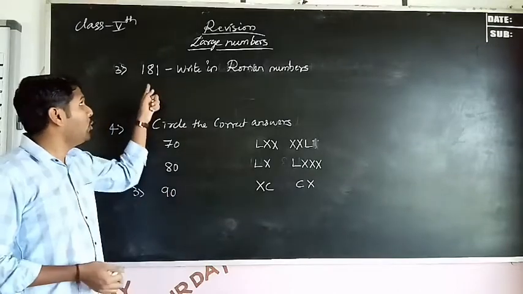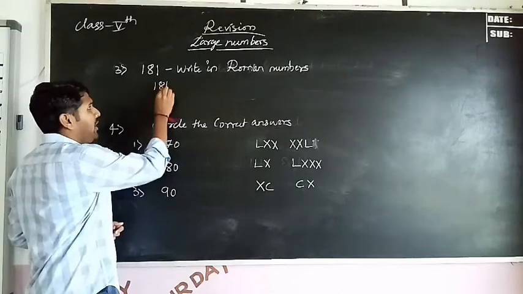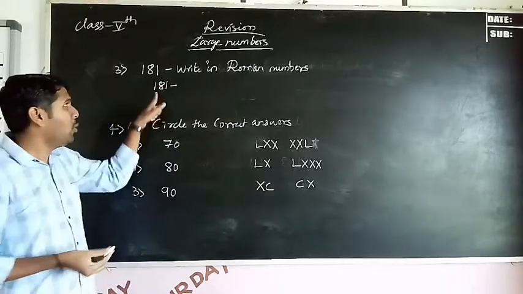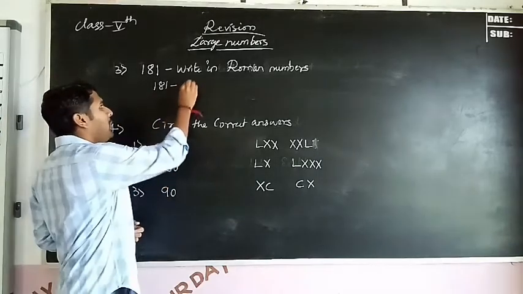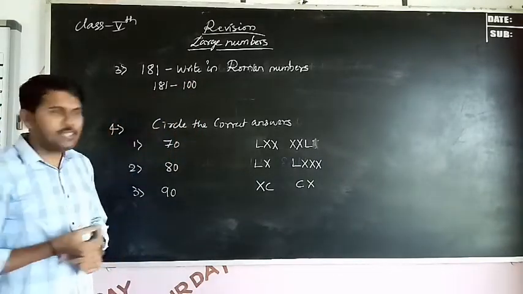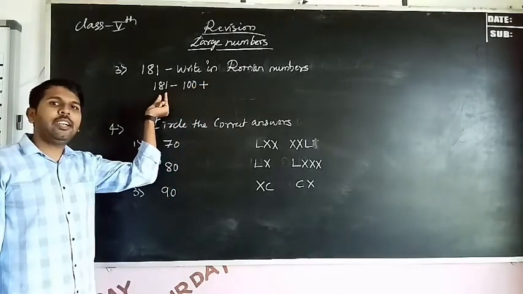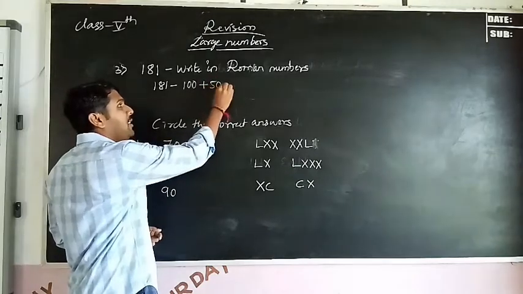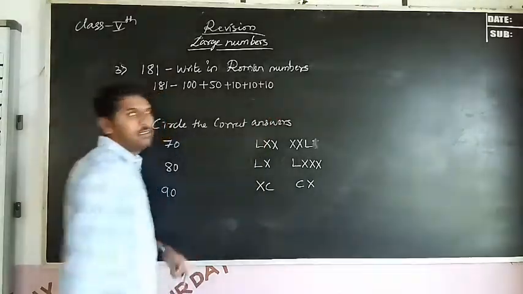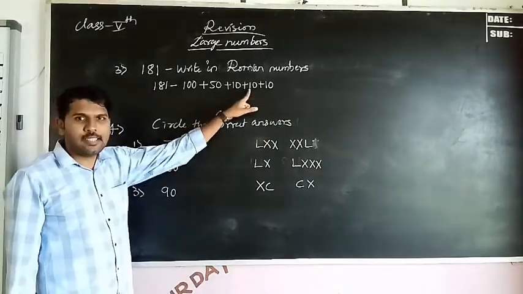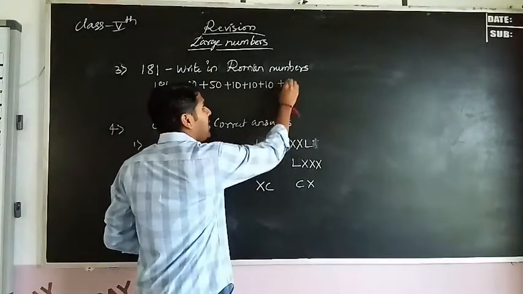So next, 181, writing Roman numbers. First write down that number 181 in numerals. 181 is there. So first we have to take the 100 group, that is first 100. Next plus 80. How to write that 80? We can write it as 50 plus 10 plus 10 plus 10. So 50 plus 10, 60, 70, 80, 180 plus 1. That means that is 1.